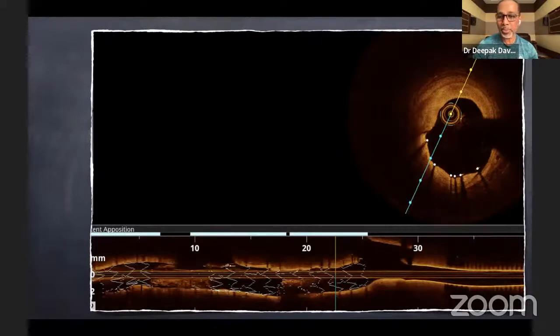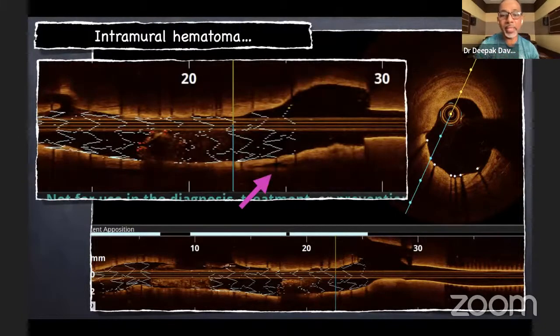That's the OCT pullback from the LAD back into the left main. You could see here that the stent is positioned right at the ostium of the LAD. It was positioned exactly right at the ostium. And what was interesting beyond that is you could see here that that's the ostial LAD stent.